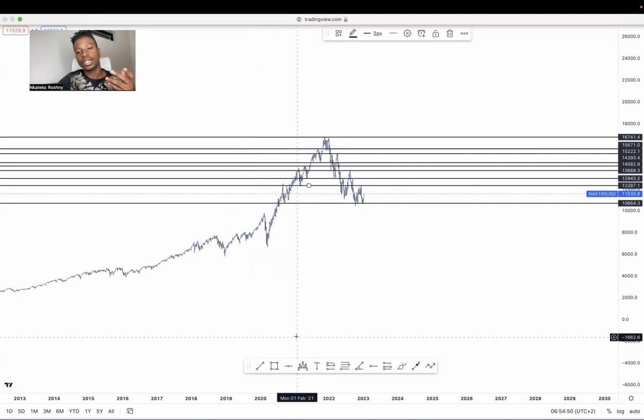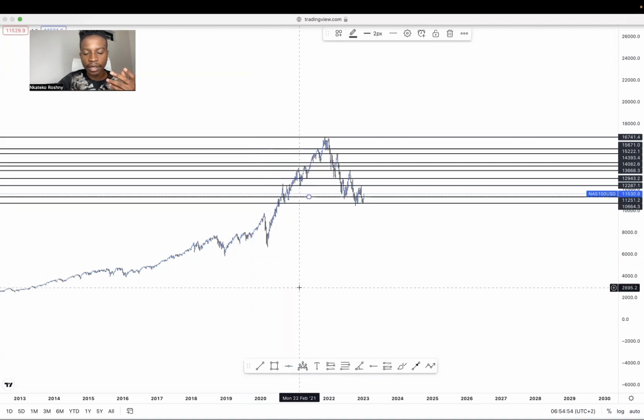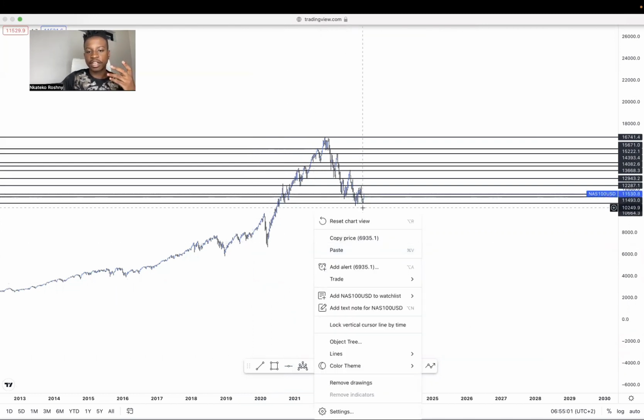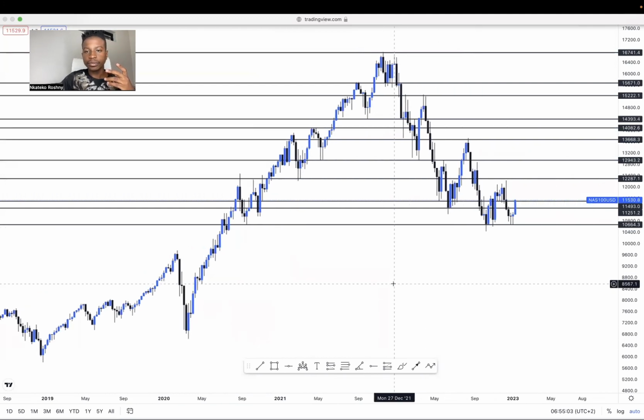So at the end of the day, let's quickly analyze those zones and see what's actually happening and what we need to expect from the market. Today I'm going to create a lot of them. So that's how it is.